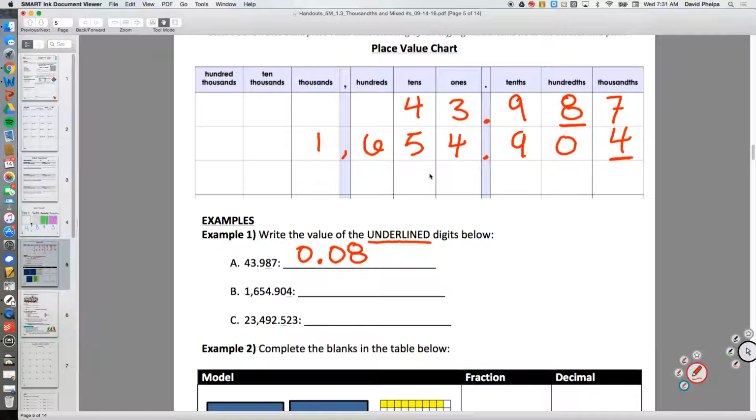Okay, I've got my number written, and I underlined the 4. The 4 is in this new super small place value called the thousandths place. So there's 4 of those puppies, so we're going to write 0 and 0, 0, 4. We say this value 0 and 4 thousandths. Try letter C on your own. See if you can get it faster than Mr. Phelps. Go.